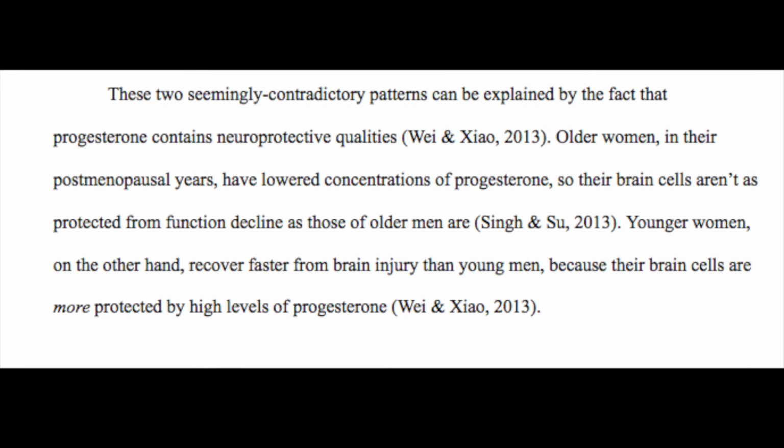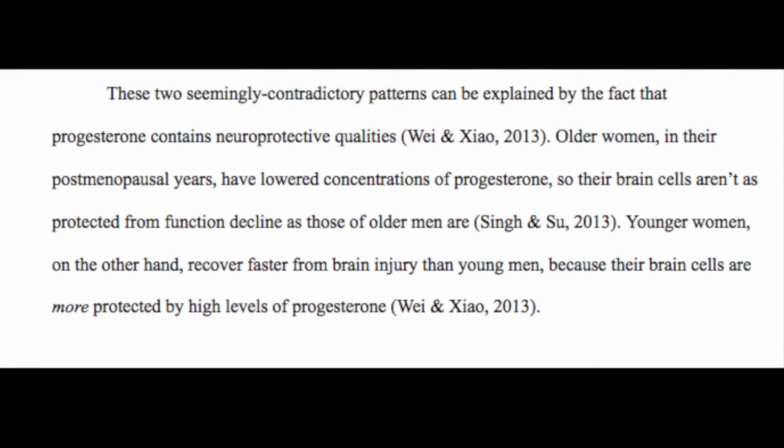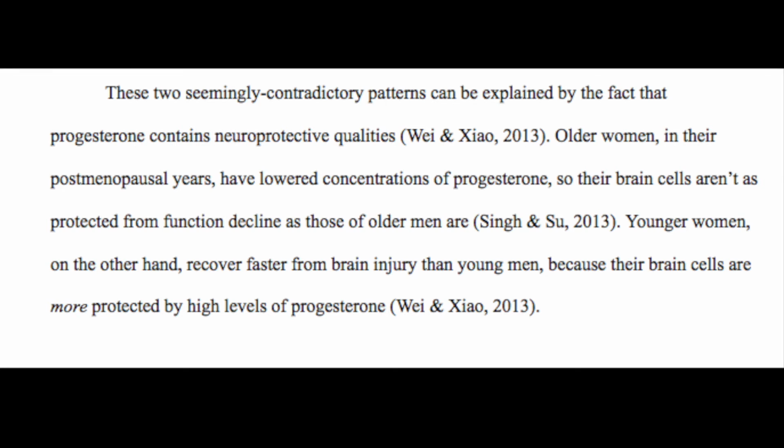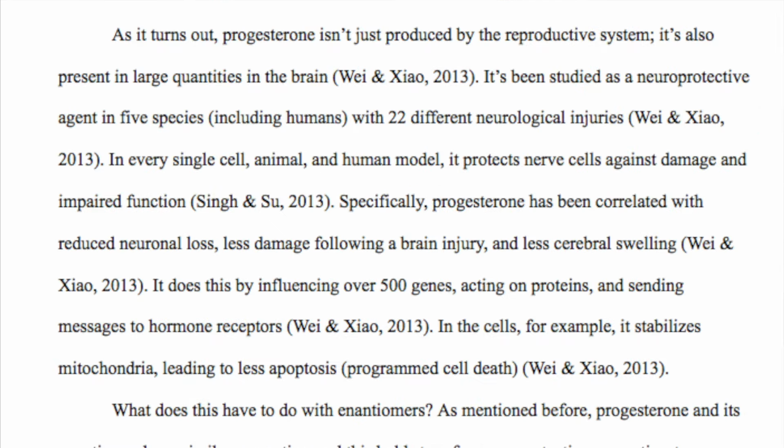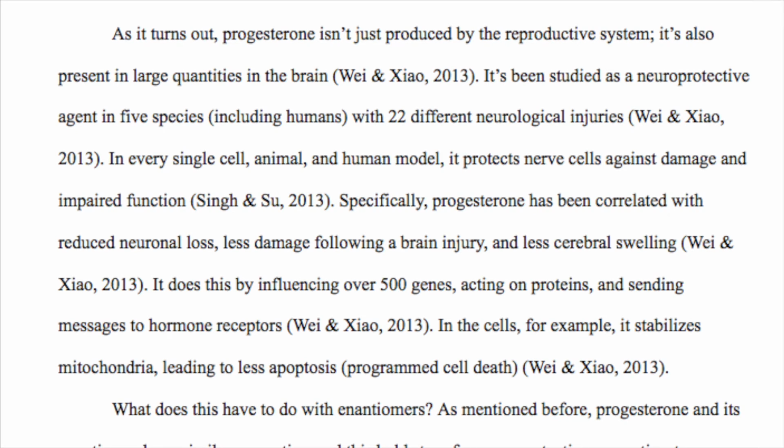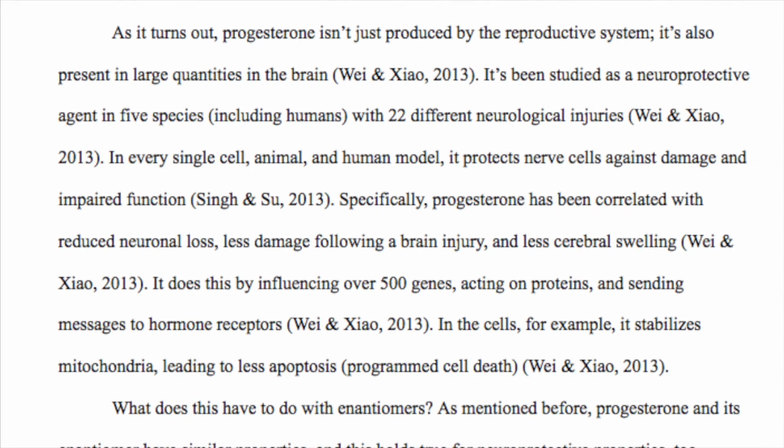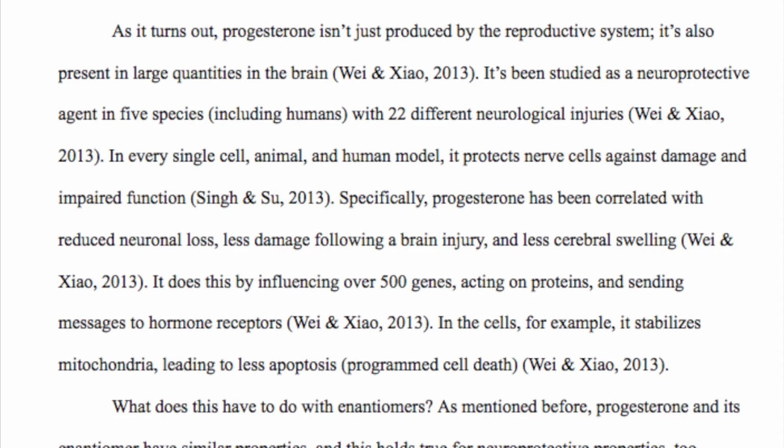Younger women, on the other hand, recover faster from brain injury than young men, because their brain cells are more protected by higher levels of progesterone. As it turns out, progesterone isn't just produced by the reproductive system. It's also present in large quantities in the brain.